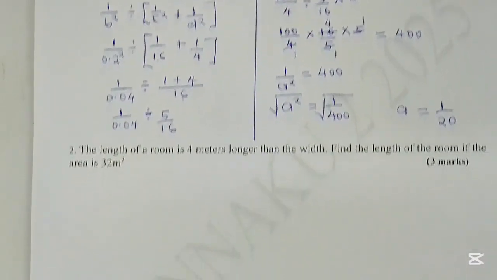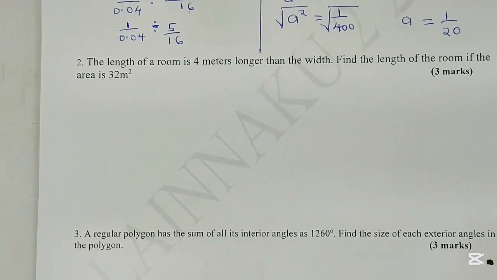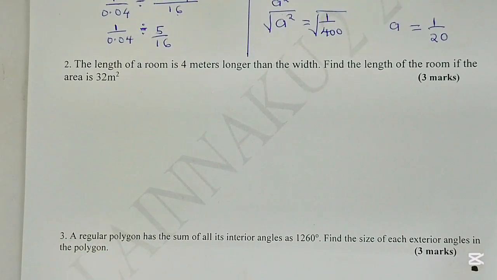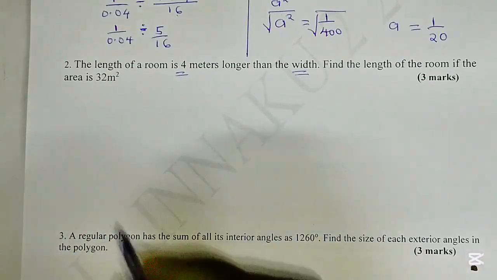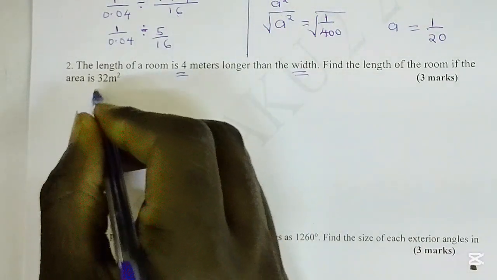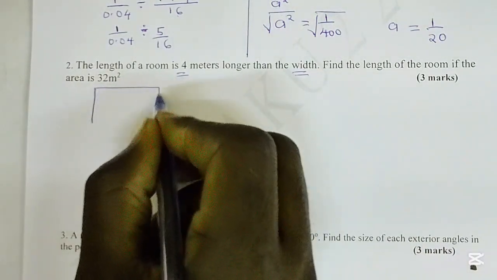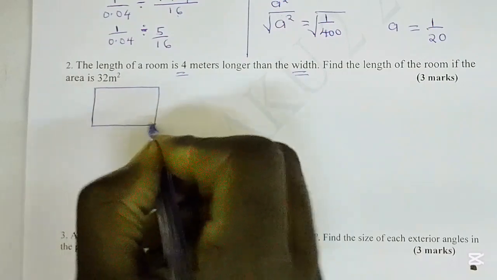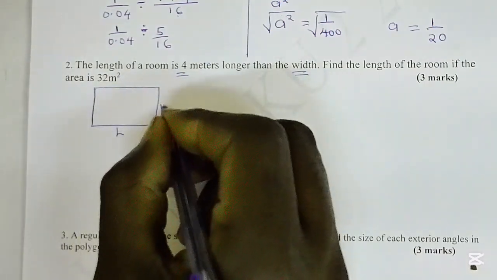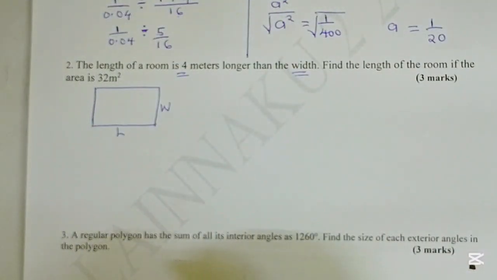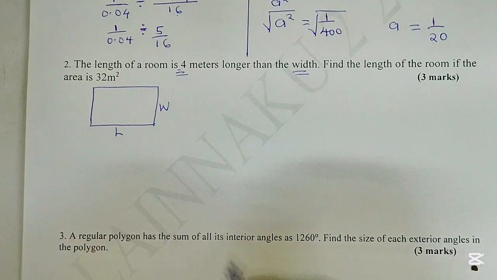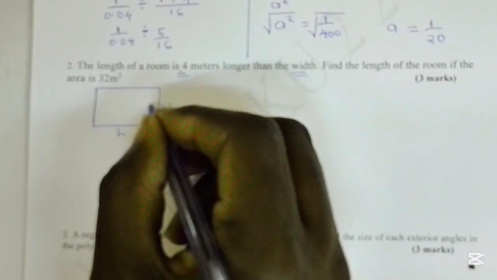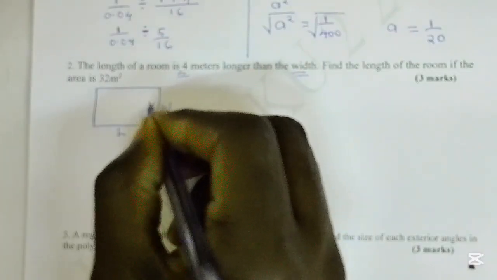Now let us look at question 2. Now question 2, you've been told that the length of a room is 4 meters longer than the width. So this means the room is a rectangle. If this one is the length, this one is the width. So the length is 4 meters more than the width. So we will assume that the width can be represented by letter K.